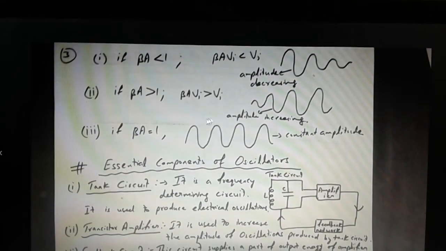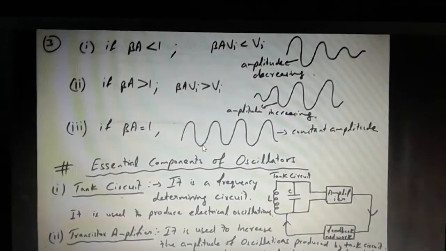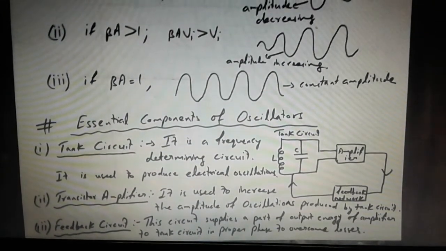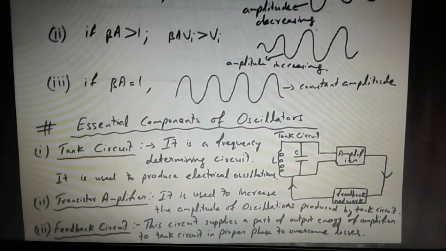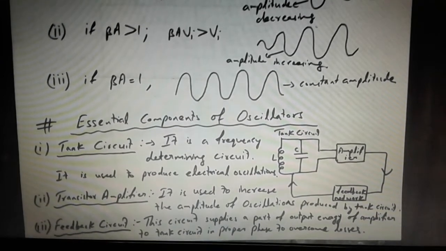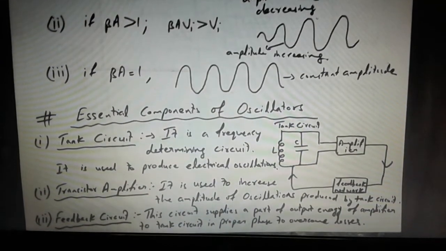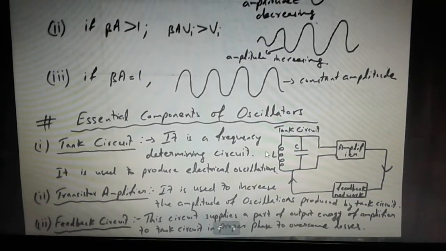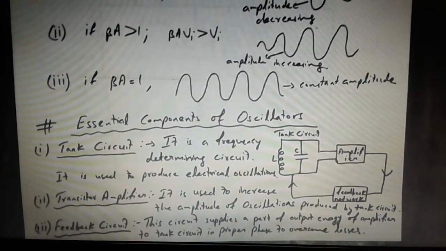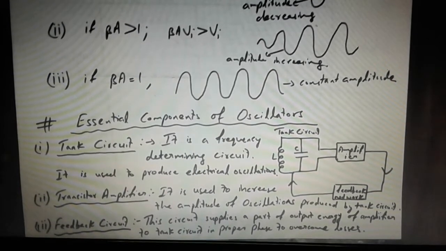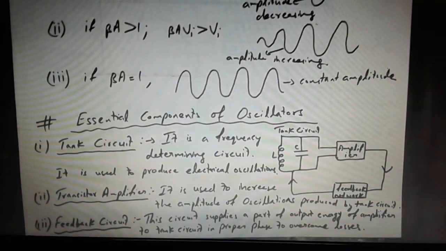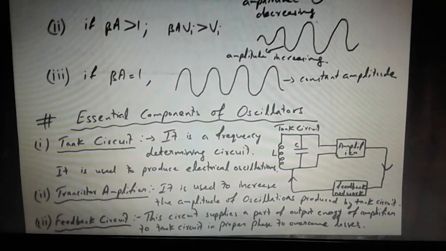Now, to build an oscillator, there are three main essential components which are required. First is the tank circuit. As you can see in the diagram on the right side, there is a tank circuit constituting an inductor L and capacitor C. This tank circuit determines the frequency of the output of the oscillator, how much the frequency of those oscillations is. That is decided by this tank circuit. So this tank circuit is used to produce electrical oscillations.